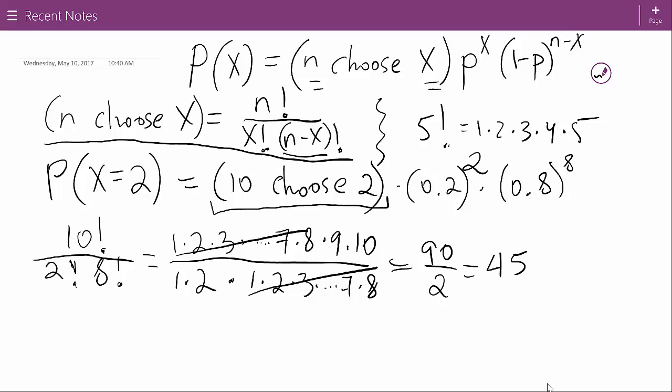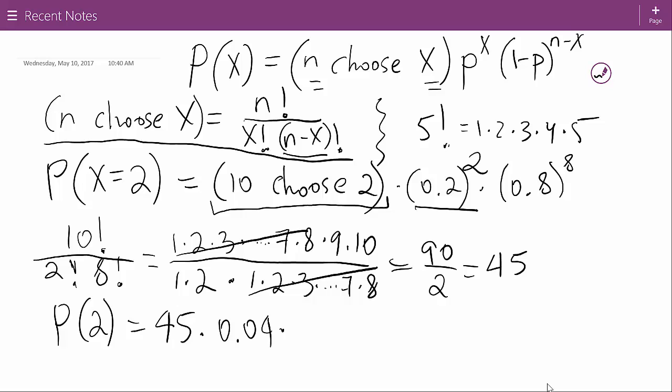So coming back to my original question, what's the probability that he gets exactly 2 questions correct? That's going to be N choose X, 10 choose 2, that is 45, multiplied by 0.2 squared. What's 0.2 squared? It's 0.04, correct?